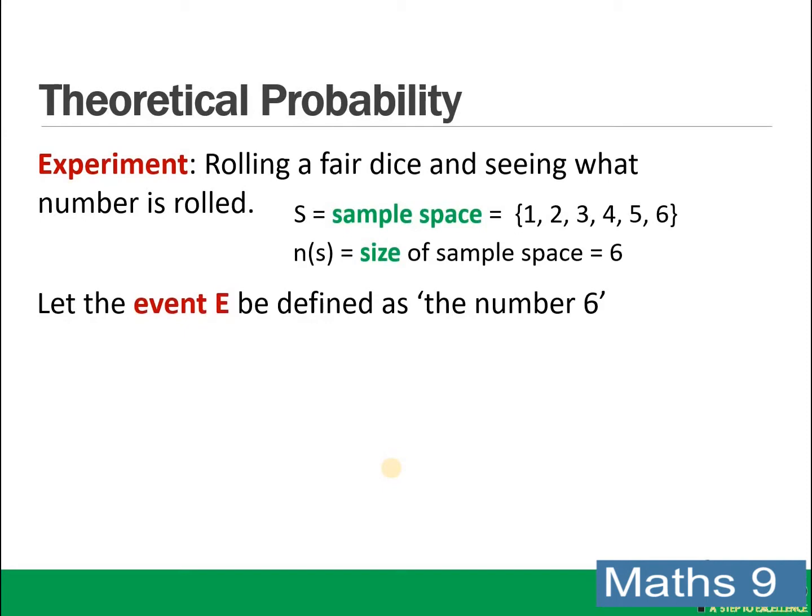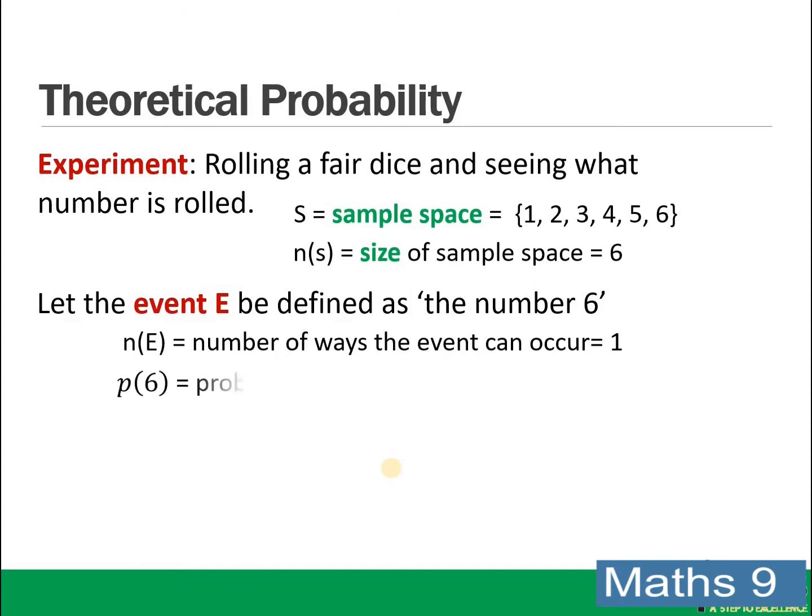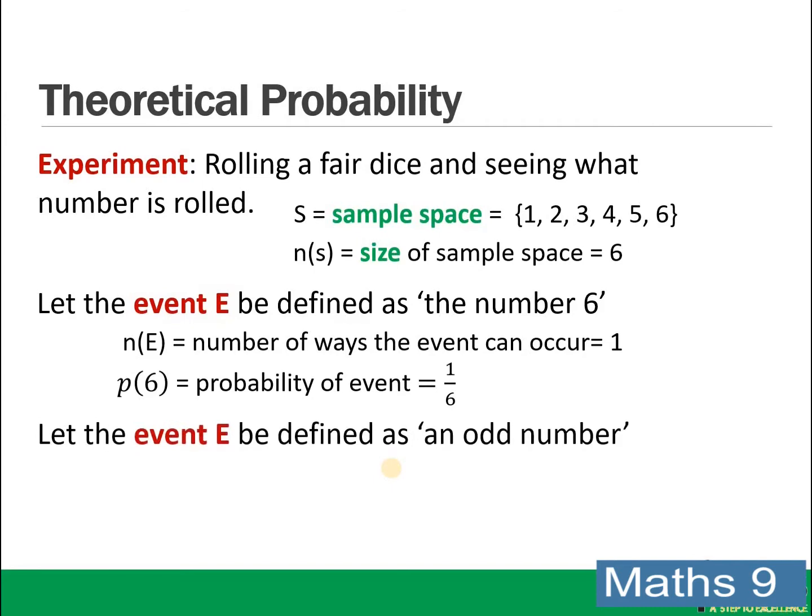Let the event E be defined as the number 6. This is one of the outcomes from the experiment. N of E is the number of ways that the event can occur. In this case, it's just 1, because there's only one way to roll a 6. The probability of this event happening is 1/6. Now let the event E be defined as an odd number. The number of ways that this can happen is 3, because we could either roll a 1, a 3, or a 5. So the probability of this event happening is 3 out of 6, or a half.